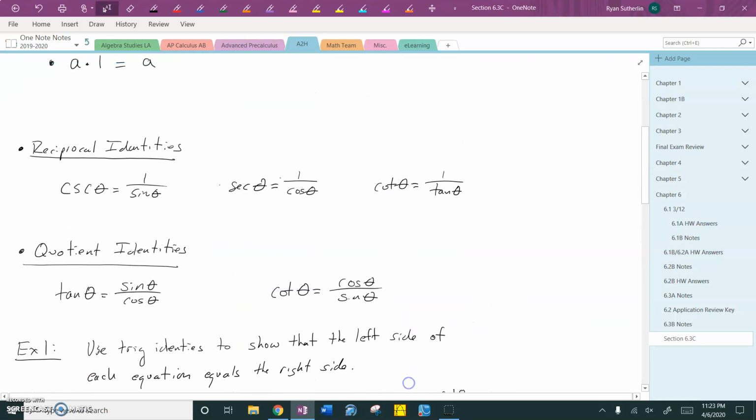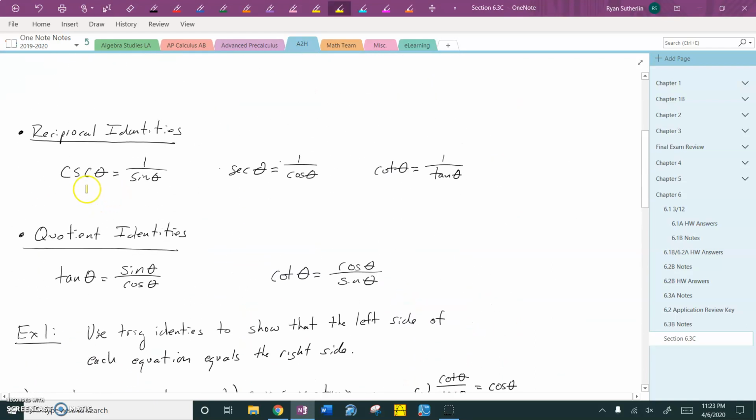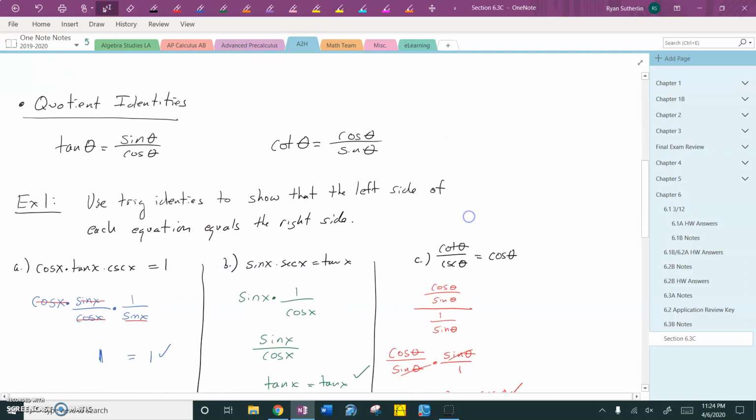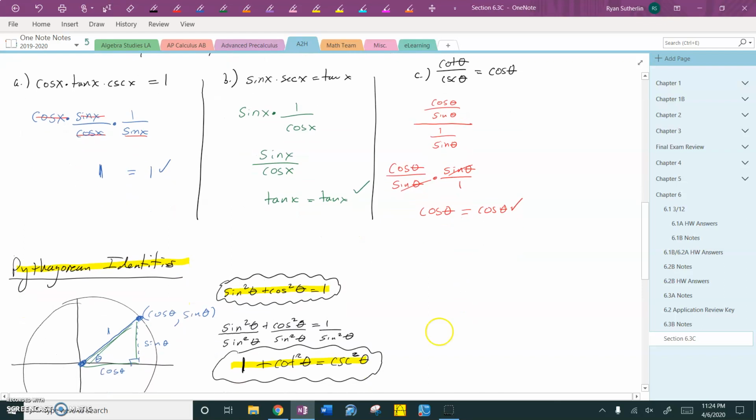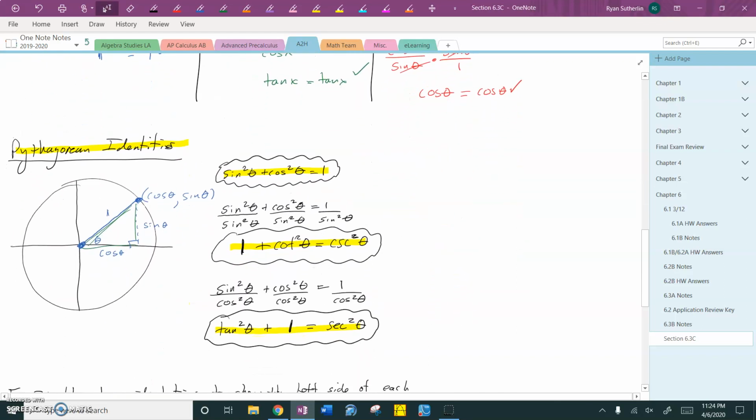We have the reciprocal identities, which are cosecant is 1 over sine, secant is 1 over cosine, cotangent is 1 over tangent. Not really new information. We knew this. Quotient identities, again, something we knew. Tangent is sine over cosine. Cotangent is cosine over sine. The new identities, beyond just how to simplify with these, are your Pythagorean identities. That sine squared theta plus cosine squared theta is 1. That 1 plus cotangent squared equals cosecant squared. And that tangent squared plus 1 equals secant squared.